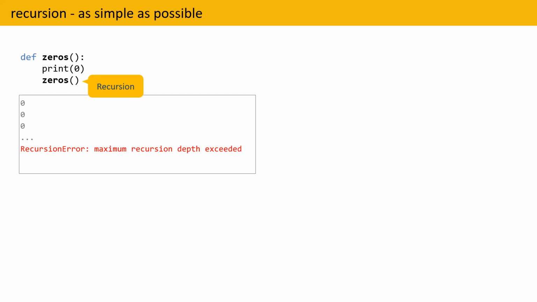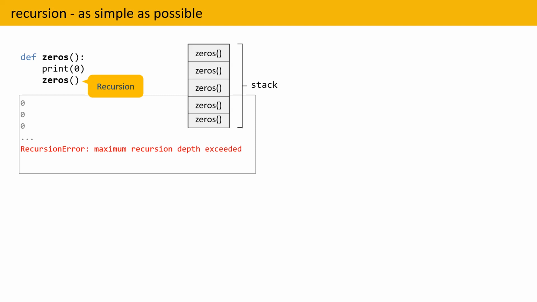The reason is that when Python calls a function, it reserves a special piece of memory called the stack. A function is removed from the stack when it is finished, but the zeros function never finishes. By calling itself recursively, it places more and more copies of itself on the stack until the stack overflows.